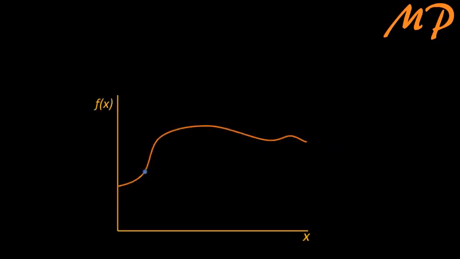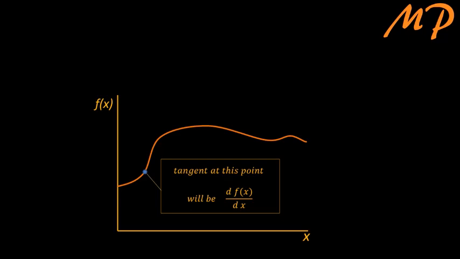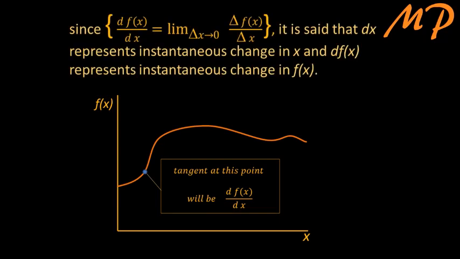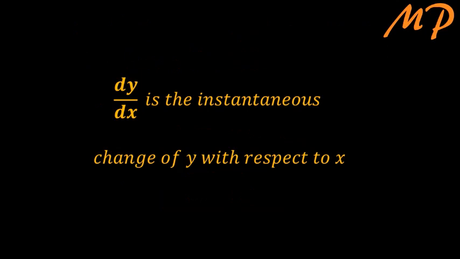Suppose there is a graph that represents the function f of x with respect to x. To find the gradient of the tangent at a particular point, you just have to find the derivative of the function f of x with respect to x at that point. Since we use limits, it is said that dx represents instantaneous change in x and df of x represents instantaneous change in f of x. Whenever you hear the definition of derivatives, you will often hear that the derivative of y with respect to x is the instantaneous change of y with respect to x.